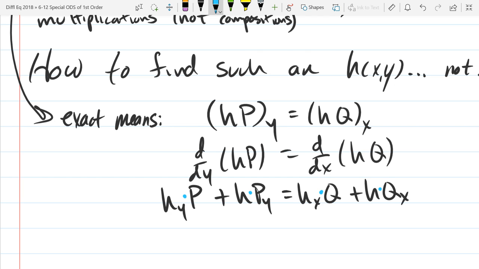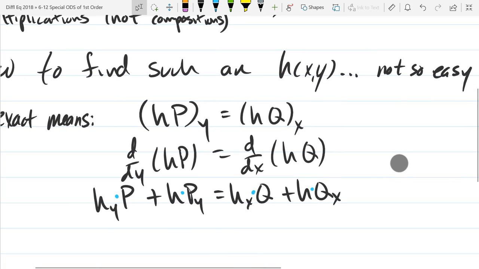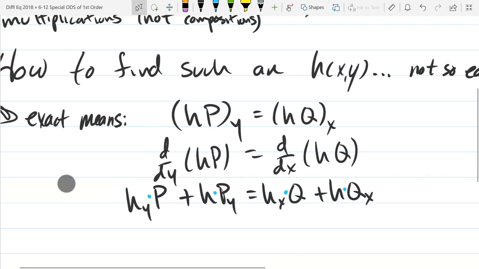What's the end of the output after the math? And there's no end. Wait, not so easy? Yeah, I was just warning you, we got a lot of work to do. Foreshadowing.